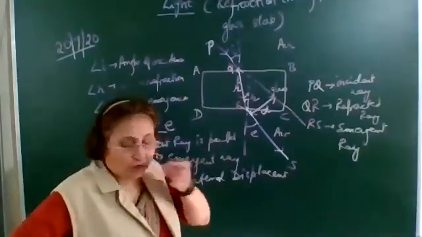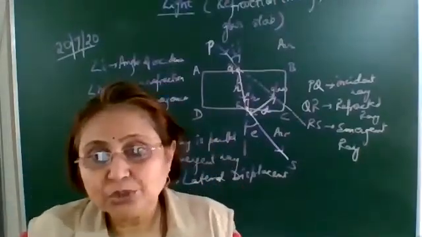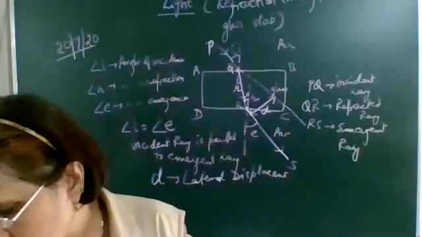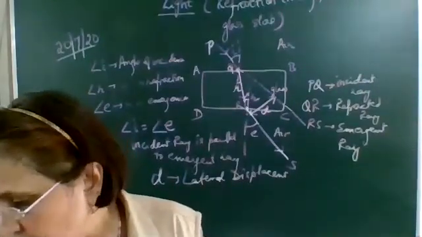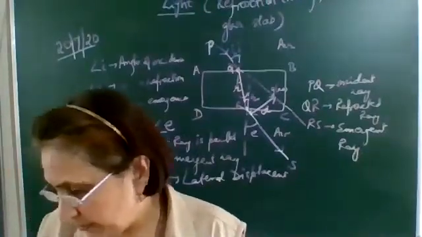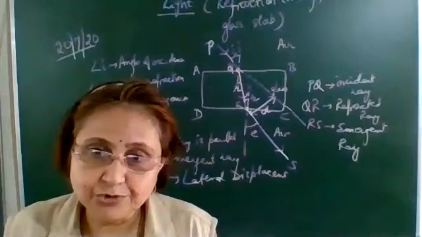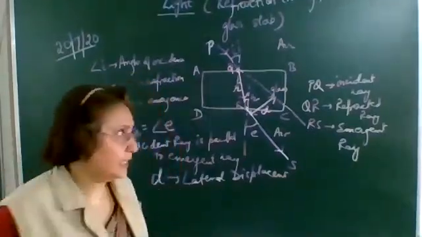Now write the heading: Refraction through glass slab. Drawn in the lab. In the one experiment is also there. We have to draw it in the lab. So drawn in the laboratory.